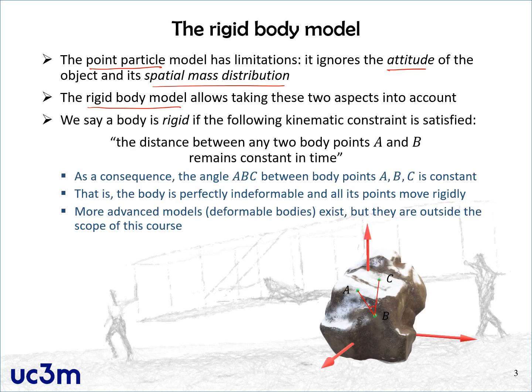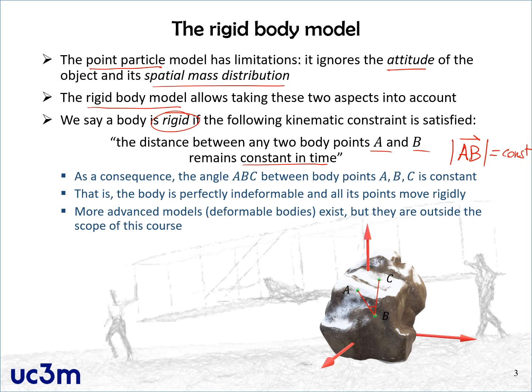Now, whenever we say that a body is rigid, the keyword here is rigid, what we mean is that the following kinematic constraint is satisfied. Basically, we say that if we take any 2 points, A and B of the rigid body, for example, those that you see here on the drawing, and we measure the distance between them, no matter how complicated the motion of the body, that distance will remain constant in time. So basically the vector AB, if you take that magnitude, that is constant over time.